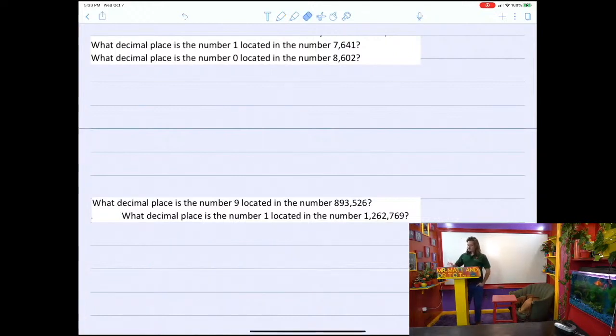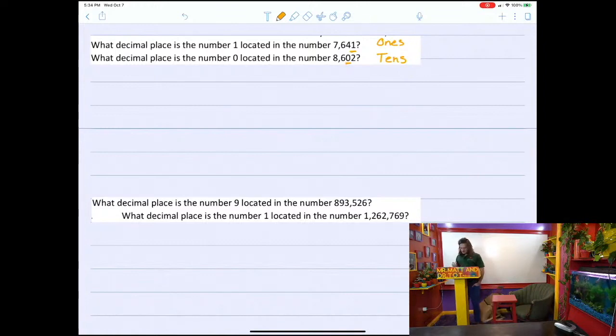Okay, so for the first question, what decimal place is the number 1 located in the number 7,641? So that's located in the ones decimal place. The second question, what decimal place is the 0 located in 8,602? So that's located in the tens decimal place.